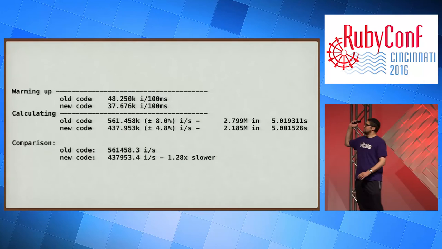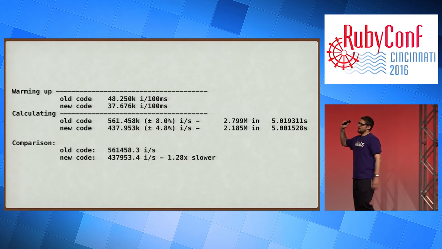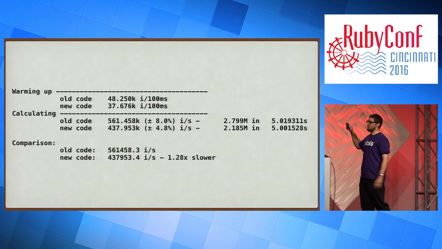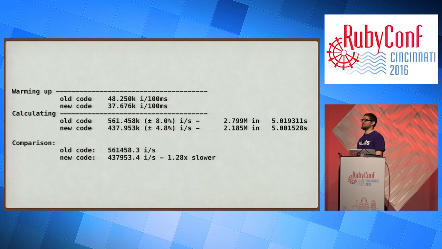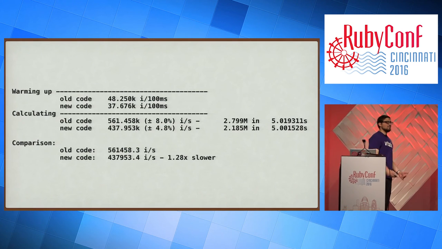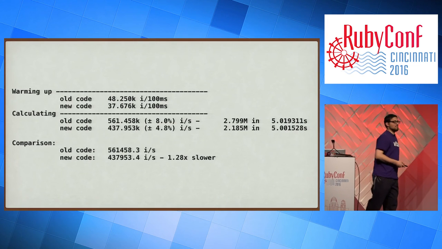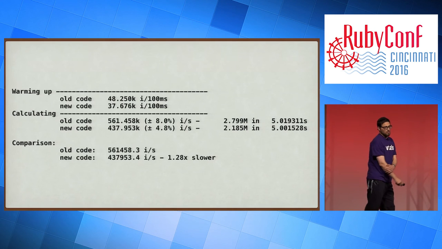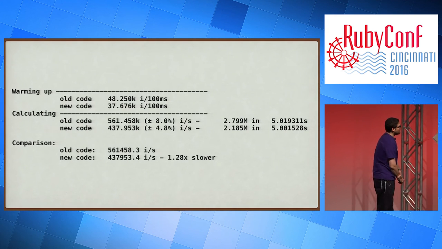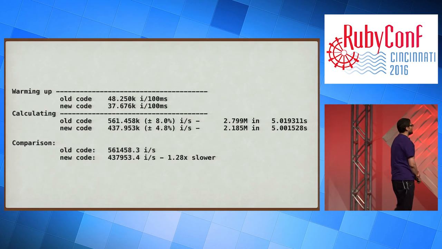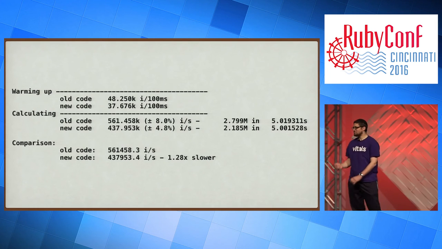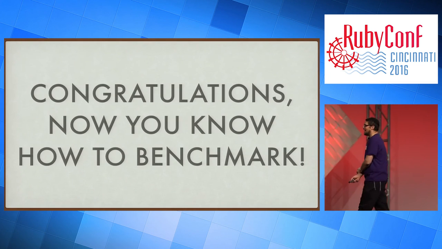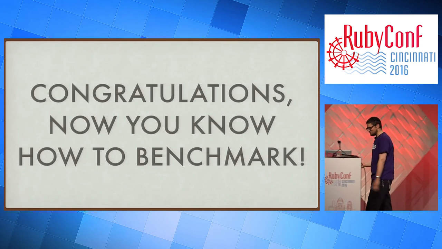So what it does is it'll run your code for a short warm-up period, and then it'll run each block that you gave it for 5 seconds, as many times as it can, and it'll tell you how many times it was able to get this done in those 5 seconds. So in this case, we see that our new code is 1.28 times slower than the old code, and it looks like a performance regression, so you might want to check that out. So now you know how to benchmark. That wasn't too bad. So congratulations.